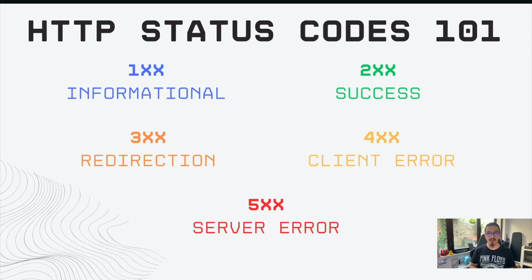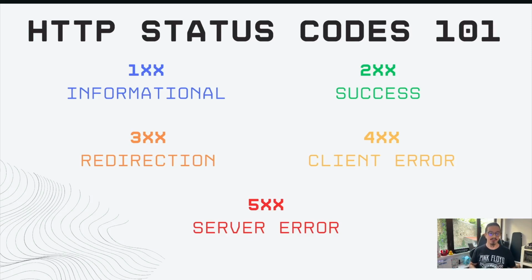Then we have the 200 status codes, and they are success status. So when the client calls your REST API and it works without any issues and it's a success, you return one of these status codes saying, okay, everything went well. So here is your answer.